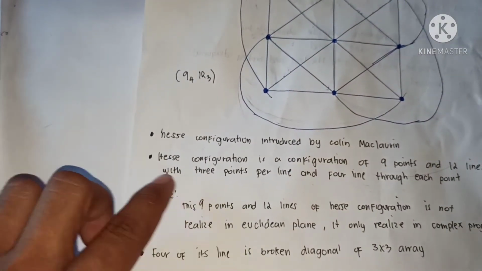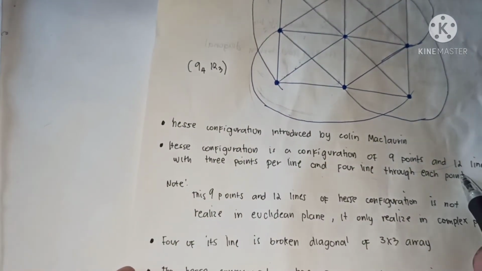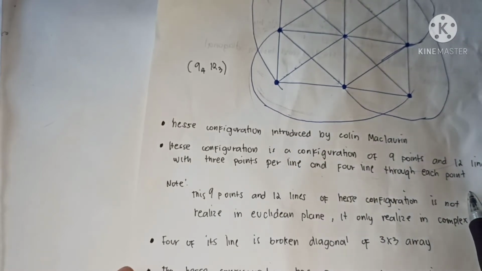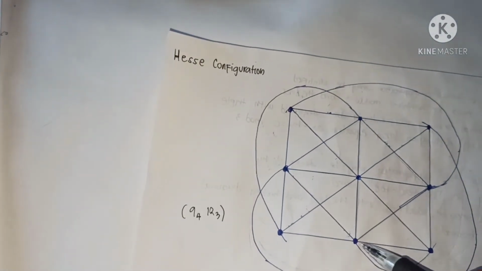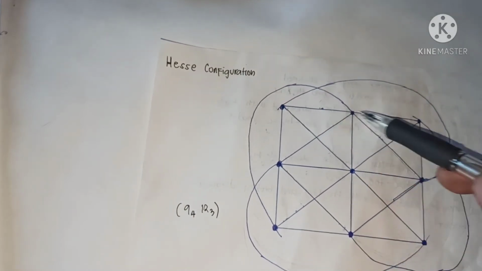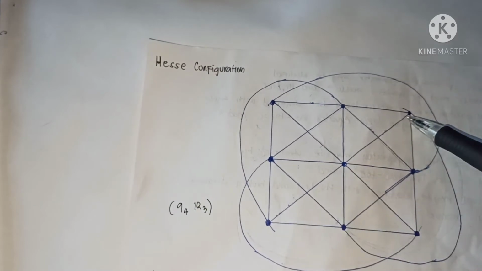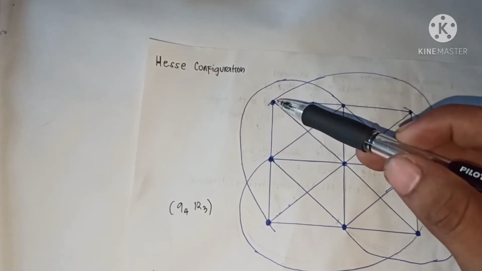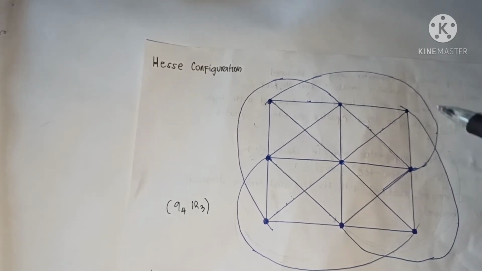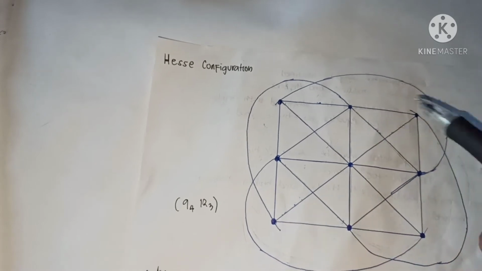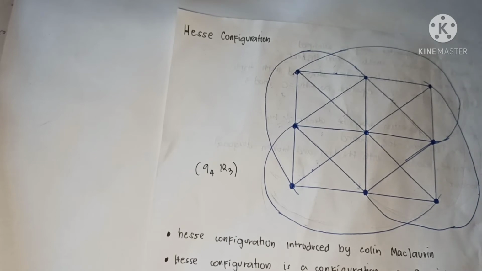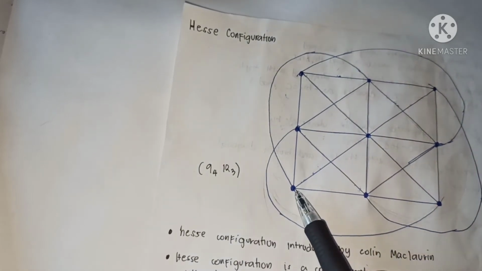Hesse configuration is a configuration of 9 points and 12 lines with 3 points per line and 4 lines through each point. Meaning 9 points: 1, 2, 3, 4, 5, 6, 7, 8, 9. 12 lines: 1, 2, 3, 4, 5, 6, 7, 8, 9, 10, 11, and 12. With 3 points per line and 4 lines through each point. Per line, 3 points.